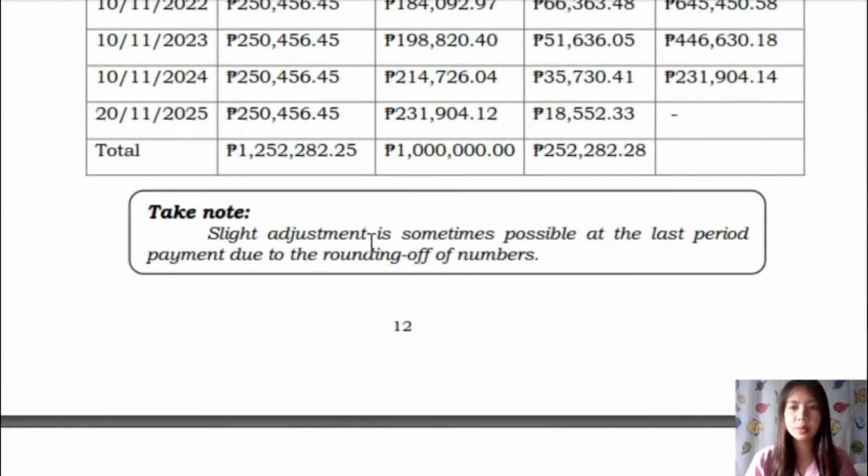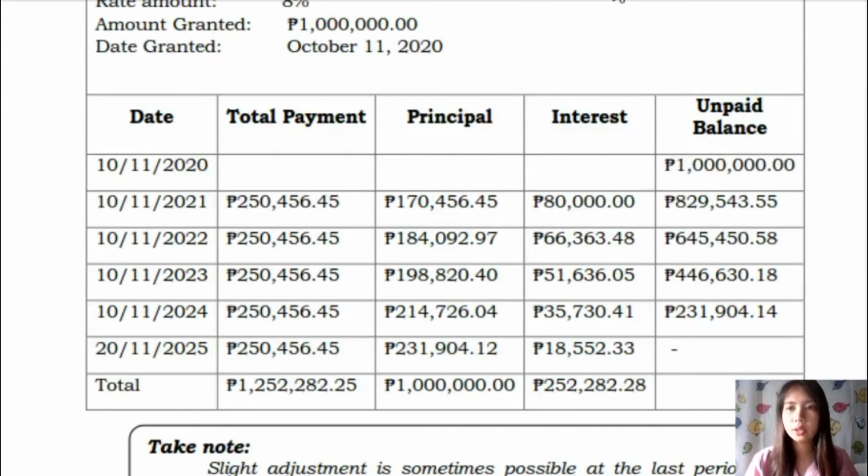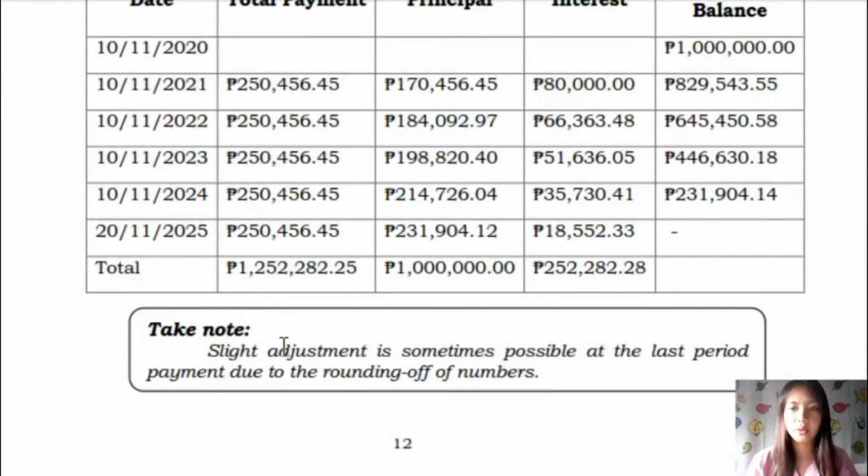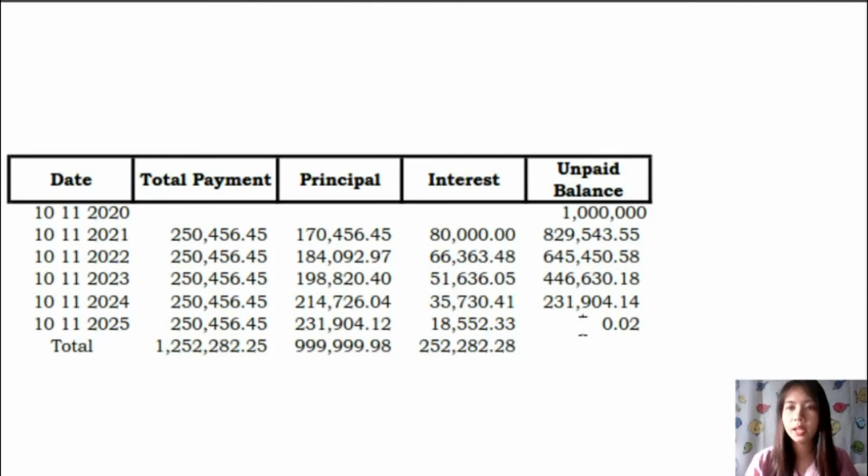So, I have a note here. Slight adjustment is sometimes possible at the last period payment due to the rounding of numbers. So, I used Excel in computing this table. So, ito kasi yung lalabas doon. Kaya, meron note na due to the rounding of numbers. Ito kasi yung lalabas. Though, sinero out ko na siya dito. Because even here, ang number na rin naman niya is magpa-fall near to 0. So, lalakayan ko siya ng konti.